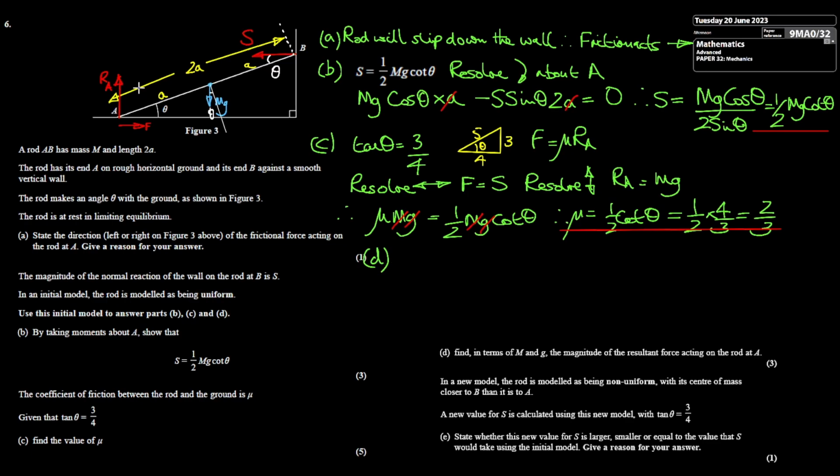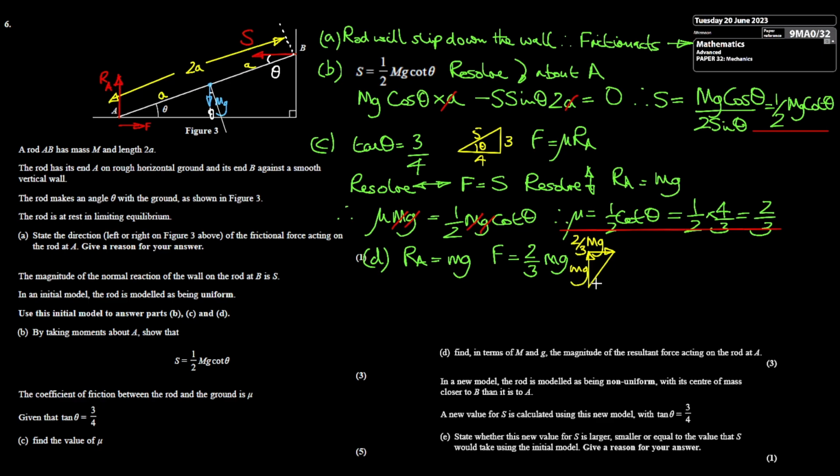And part D asks us for the resultant force at A of both the reaction force and F. And we need to do this in terms of M and G. So the force going upwards, we know that RA is equal to mg, and as F is equal to mu RA, F is equal to 2/3 mg. So we've got two forces, one acting vertically, one acting horizontally. We need to form a force triangle. And the force at the top is 2/3 mg, and the force here is mg.